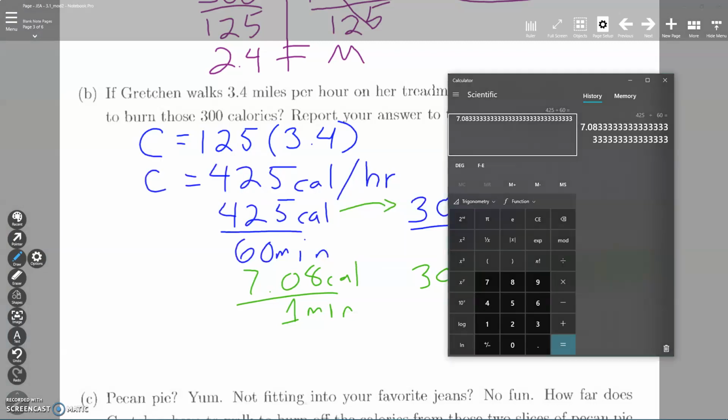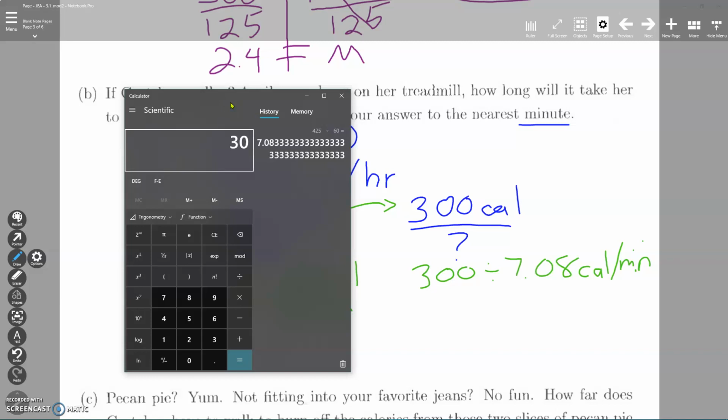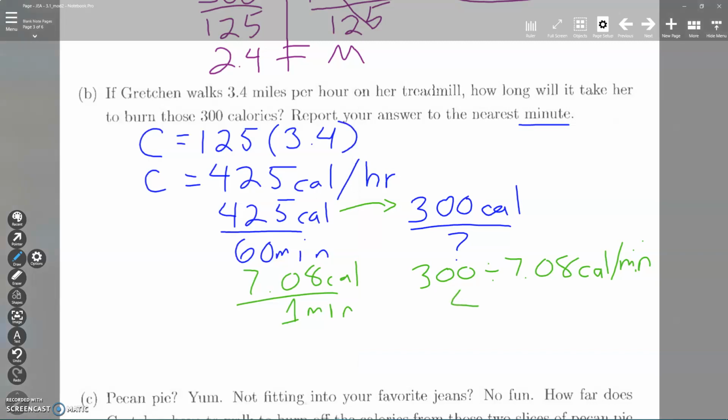Again, let's go to our handy dandy calculator. Slide it over here. 300 divided by 7.08. We can ignore the little 3's on there, although they are kind of important as well, but since we're dealing with smaller numbers, they won't affect us as much. So it looks like we would get 42.37 minutes or so. 42 minutes and about 4/10. So about 42.4 minutes. And it does say round to the nearest minute, so technically we could just say the 42. About 42 minutes is what it'll take her.